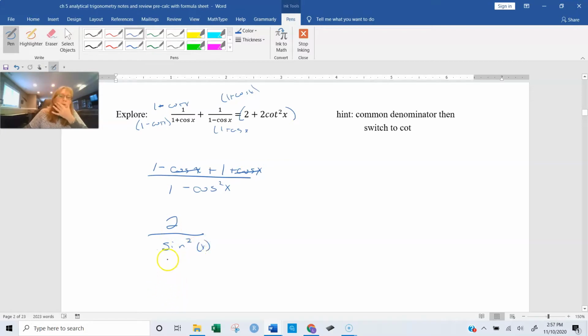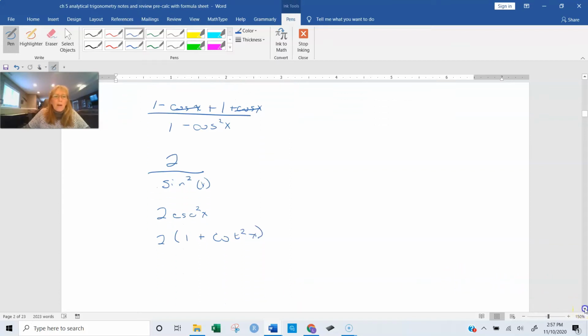Okay, so 2 over sine squared is the same as 2 times the cosecant squared of x. All right, does that help me? What do I know about cosecant? I know cosecant squared from my table is 1 plus the cotangent squared of x. Distribute that 2, and we are there.